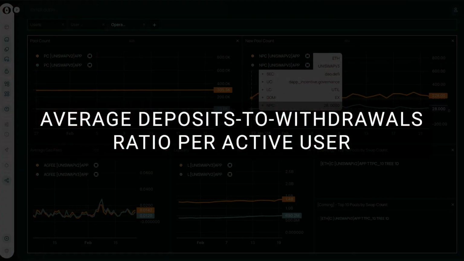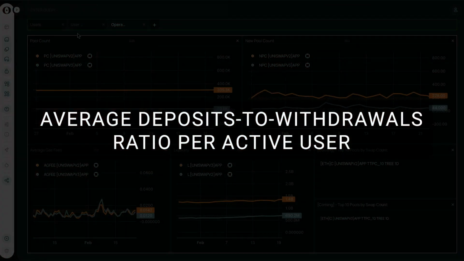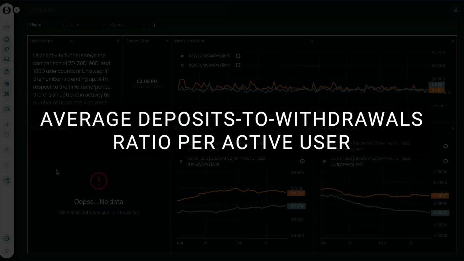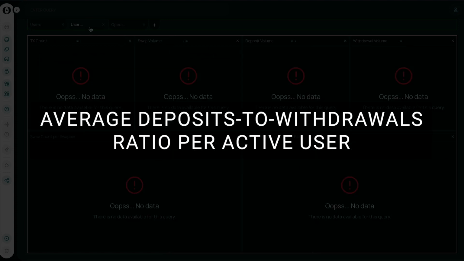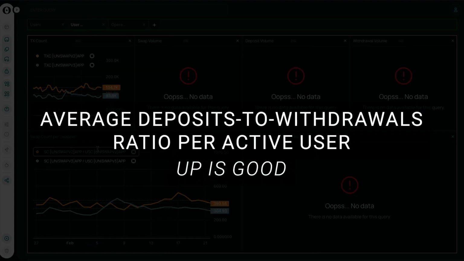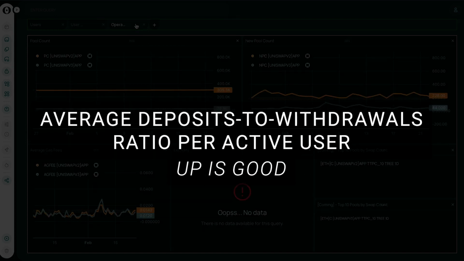Lastly, we can look at average deposits to withdrawal ratio per active user. We want to understand how active users engage with the protocol. This is very important from an operator's analyst perspective to understand that deeper level of insight. Up is good because it represents stickiness and trust in the protocol that could lead to higher user retention.